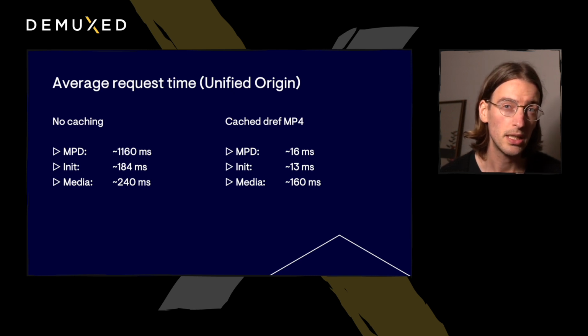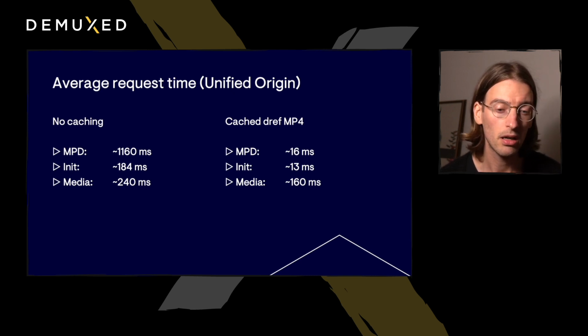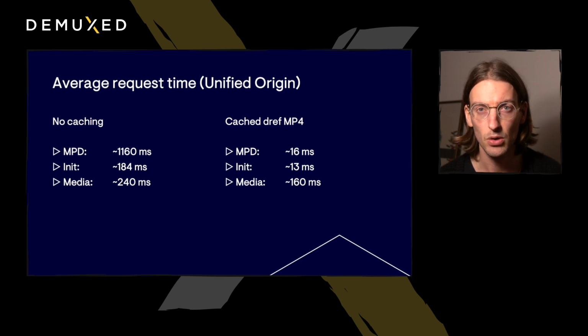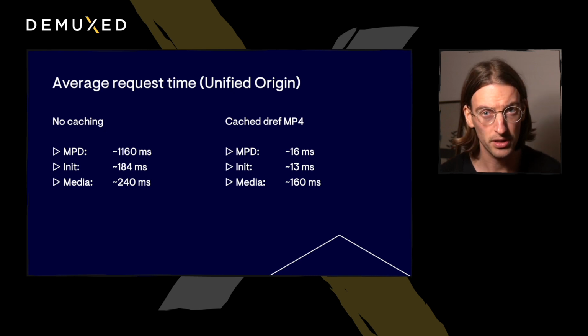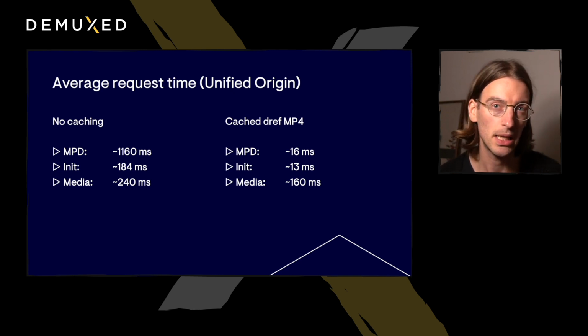If we look at the MPD, the difference is very stark. Without the caching, it takes almost a second to generate. And that's because the just-in-time packager needs to read the timelines, the indexes of all of the different tracks, because timelines of all of the different tracks are represented in the MPD. When the dref MP4 is locally cached, it takes only 16 milliseconds.